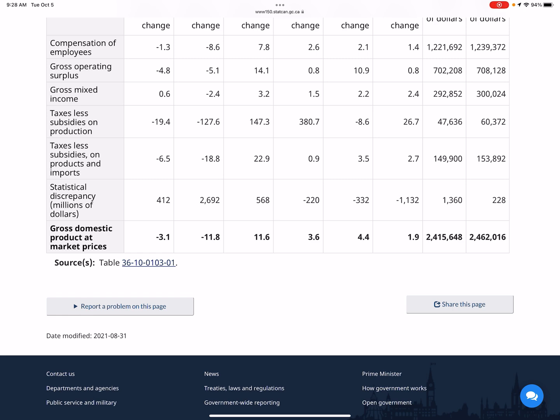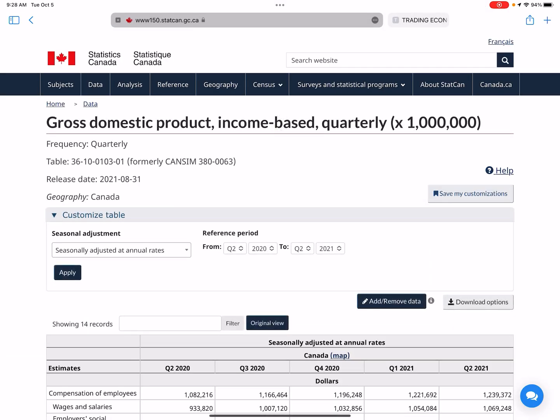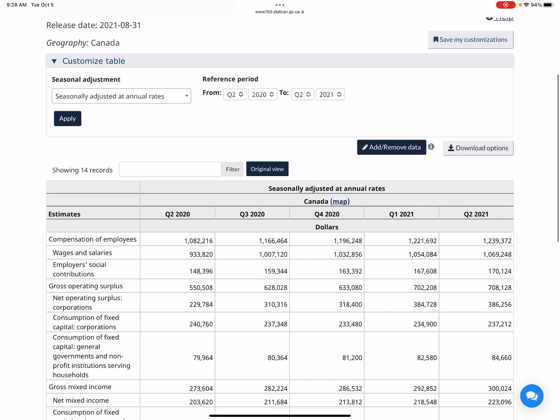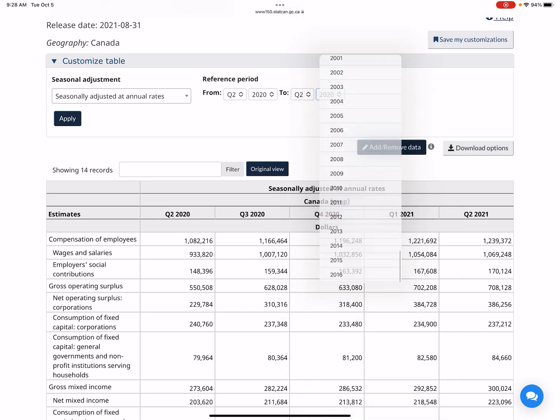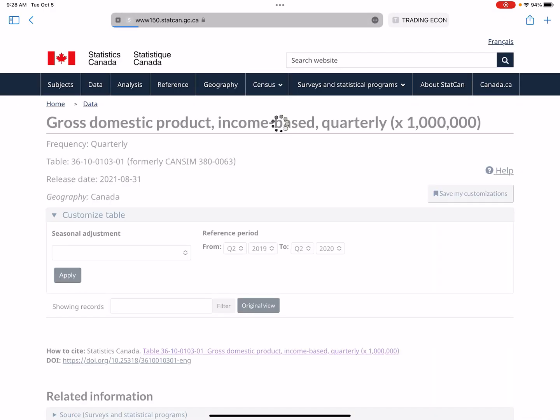So we're actually going to go to the source data. You can see down here it says source, and we're going to click and go to the original table. The benefit of going to the original table is that we can pick which dates we want to focus on. So here we have second quarter, and let's look at second quarter 2020 and second quarter 2019. So we'll apply that.